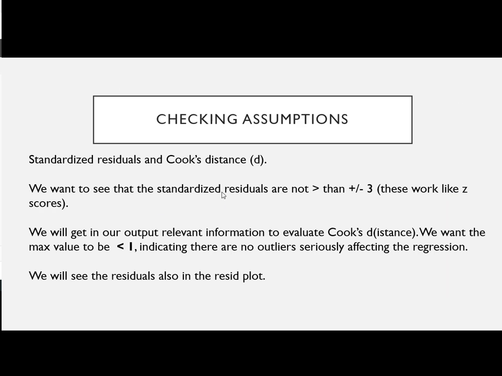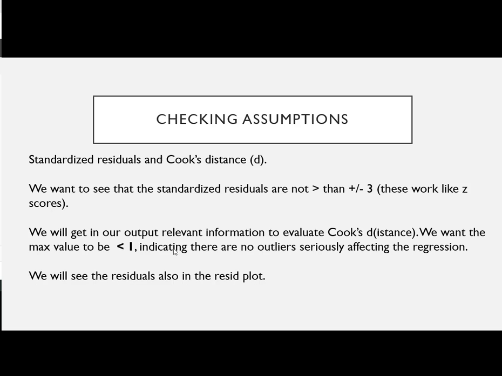All right, so checking assumptions. Standardized residuals and Cook's distance. We want to see that they are not greater than or less than plus or minus 3 standard deviations. They work like z-scores. We will get our output with the relevant information to calculate Cook's distance.